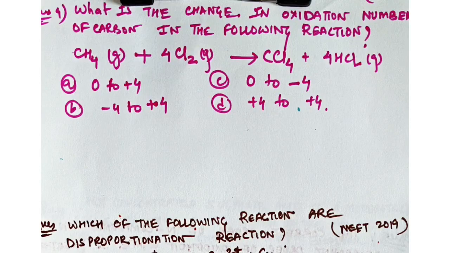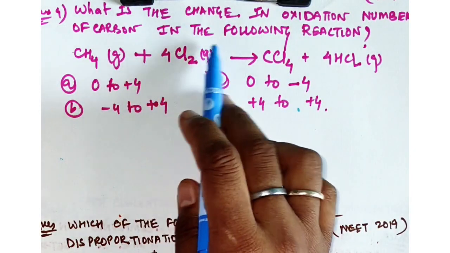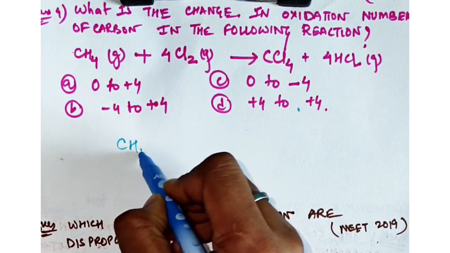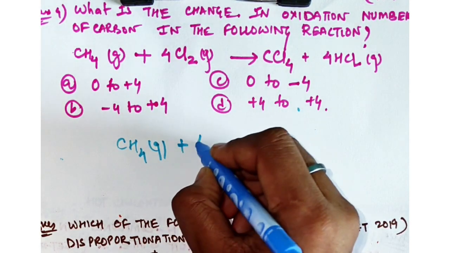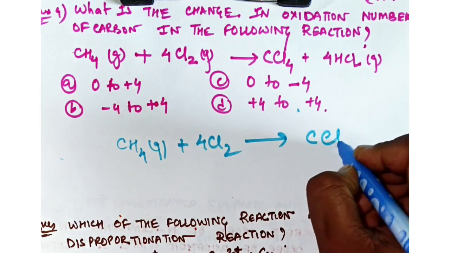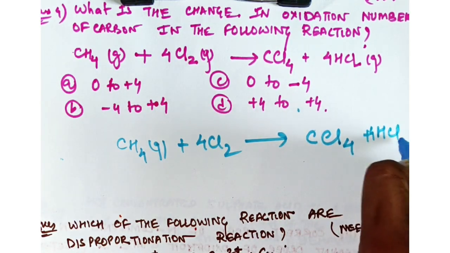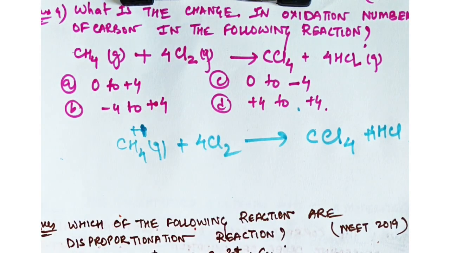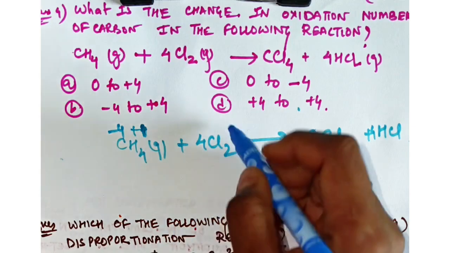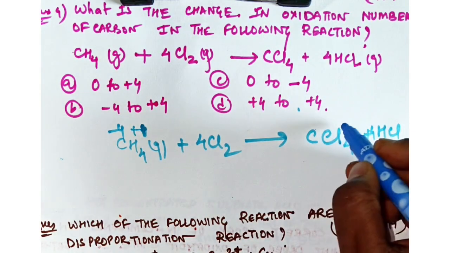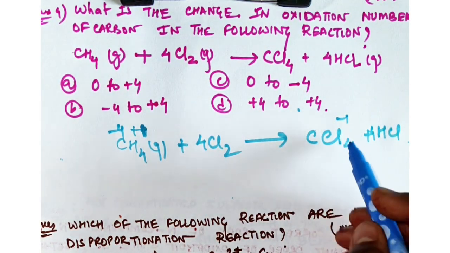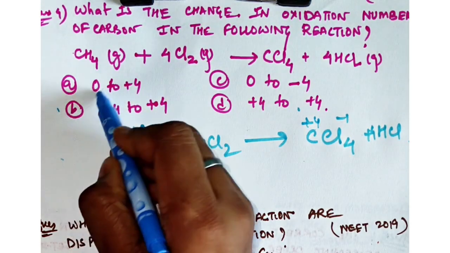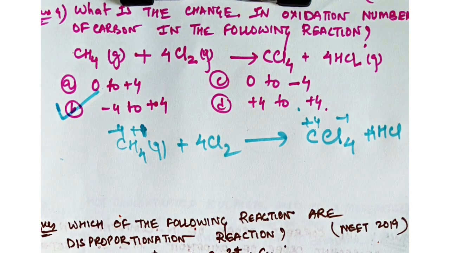The next question is, what is the change in oxidation number of carbon in the following reaction? So you have to find the change in oxidation number. Write it down: CH4 gas plus 4Cl2 gives you CCl4 plus HCl. Now see here, hydrogen is always plus 1, so carbon is minus 4. And here chlorine becomes minus 1, because it takes up electrons, it does not like to give electrons, so carbon is plus 4. So it is changing from minus 4 state to plus 4.